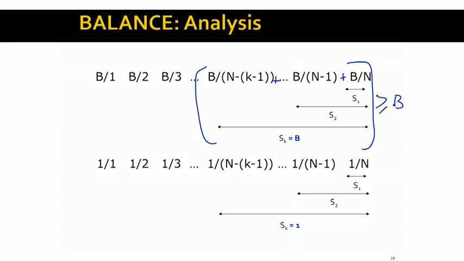Now what we're going to do to simplify the problem is divide by B throughout. That's equivalent to saying that the allocation to the first advertiser is 1 by n, the allocation to the second advertiser is 1 by n minus 1, and so on. And what we're interested in doing is finding the smallest k such that the sum of the first k terms is greater than or equal to 1. So we want 1 by n plus 1 by n minus 1 and so on through 1 by n minus k plus 1 to be greater than or equal to 1.